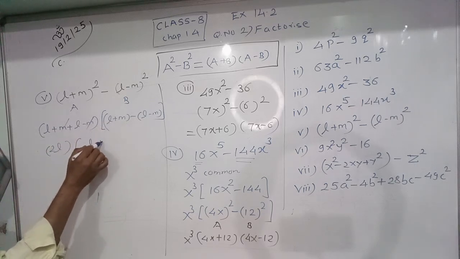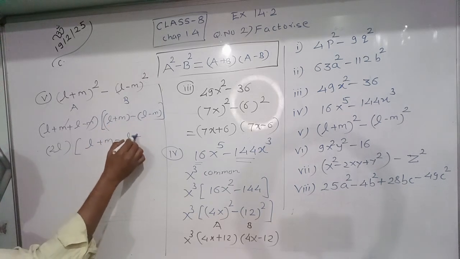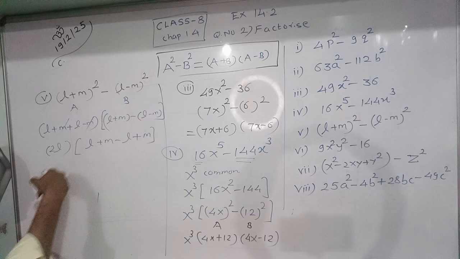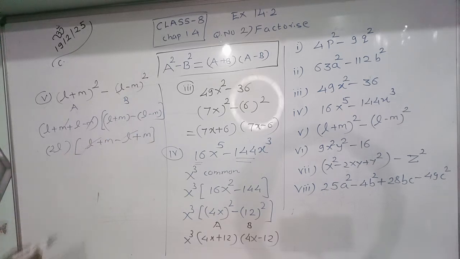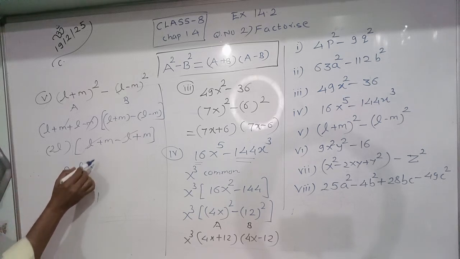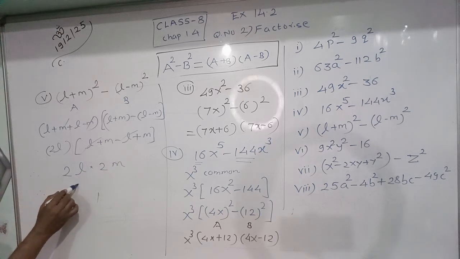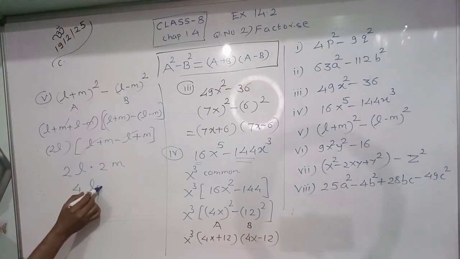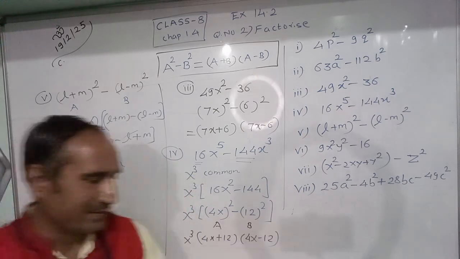Here L plus m, as the minus sign is there, minus becomes plus, minus into minus is plus. So plus L minus L cancel. So these are the factors, 2L, and in this bracket 2m. So we can write them like this, 4LM. In this way we can solve question number 5.